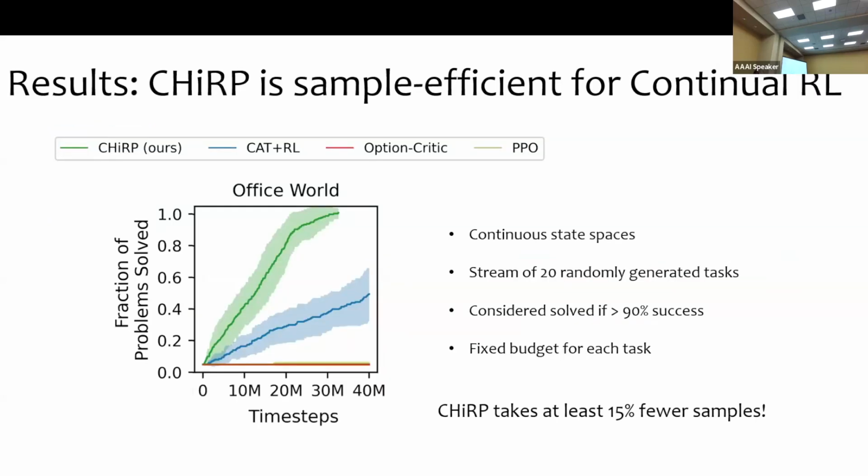So here are some of the results by this algorithm, CHiRP. I'm just highlighting one domain here, but I'll show the rest of the results as well. Here, all the domains had continuous state spaces. We randomly generated 20 tasks, one after the other, for the agent to solve in a continual RL setting. So the tasks were not known beforehand. And there was a fixed budget allotted to each approach to solve a task.